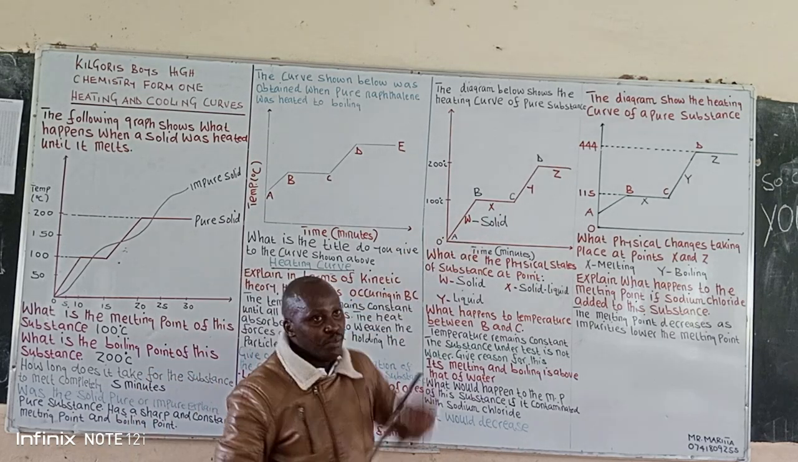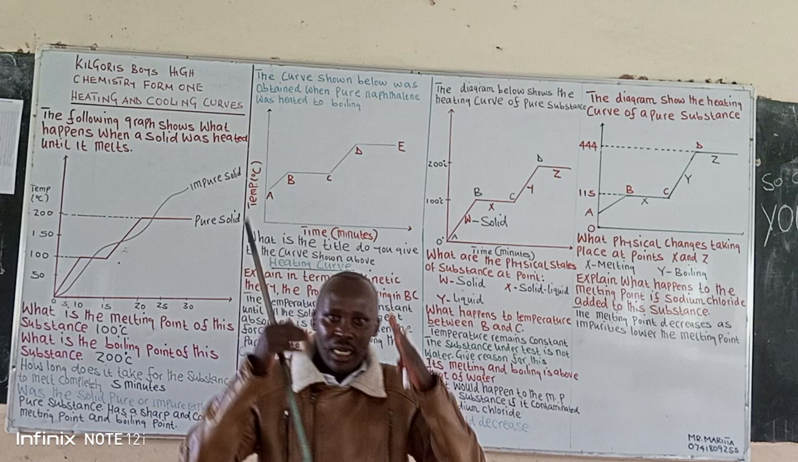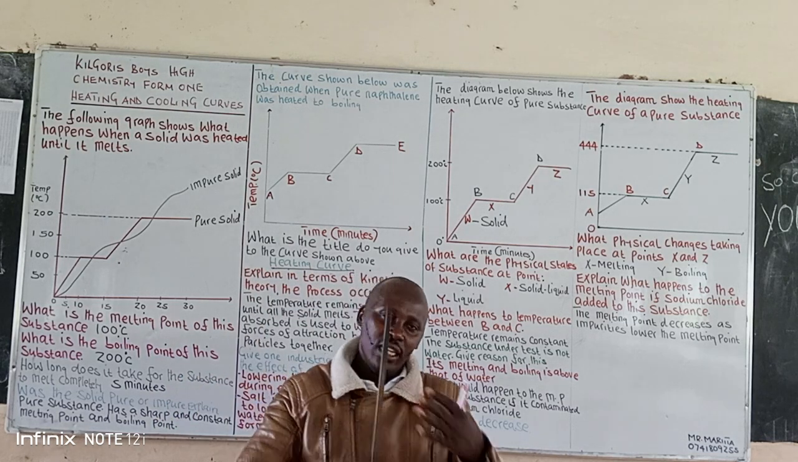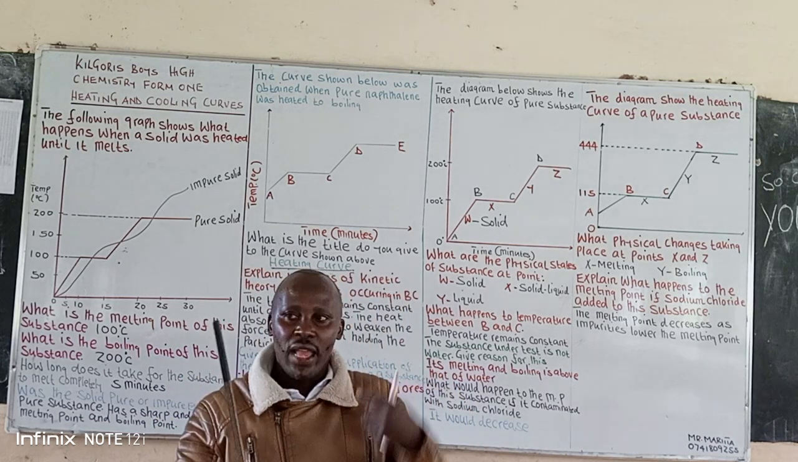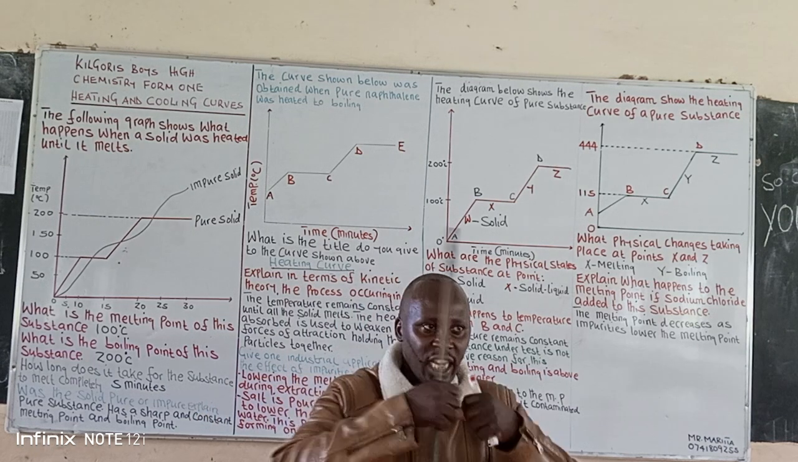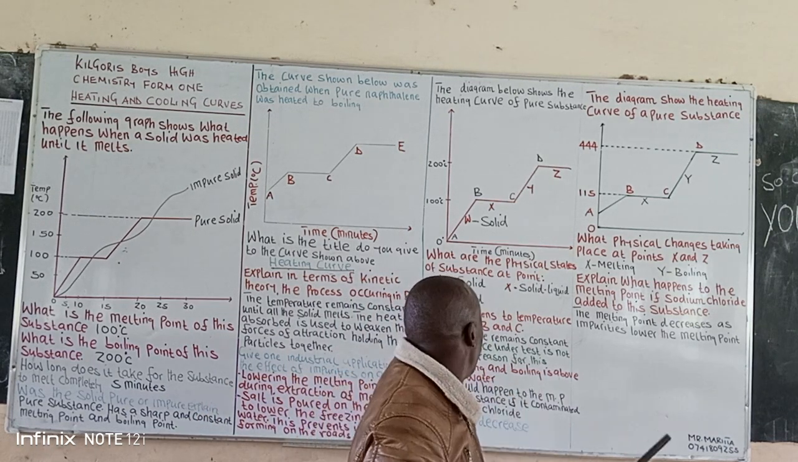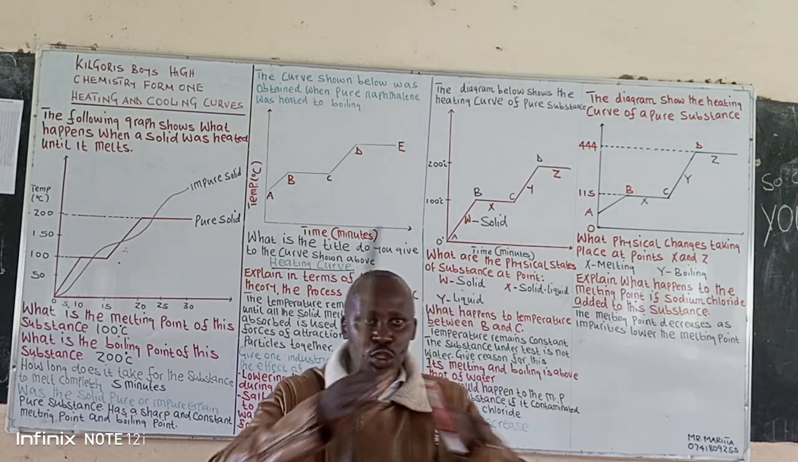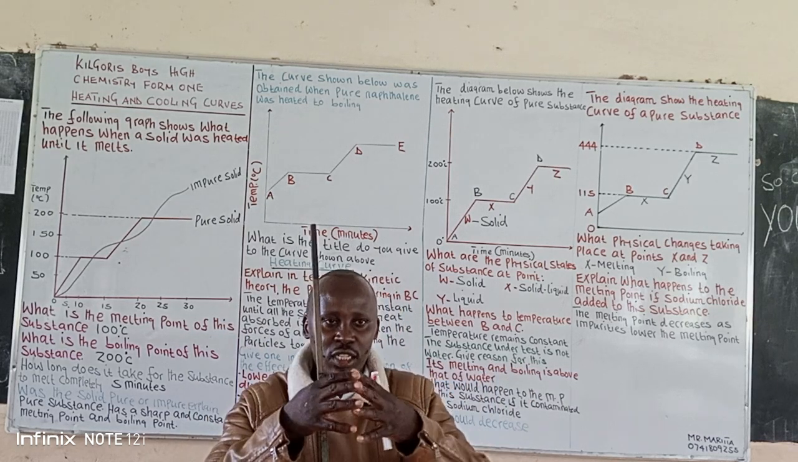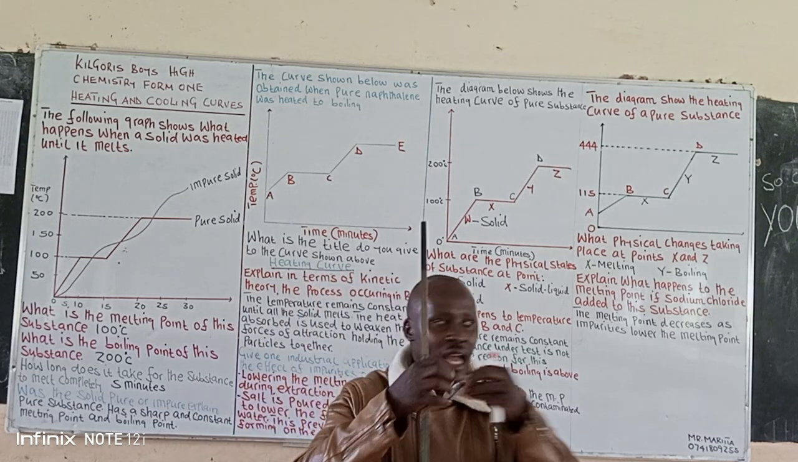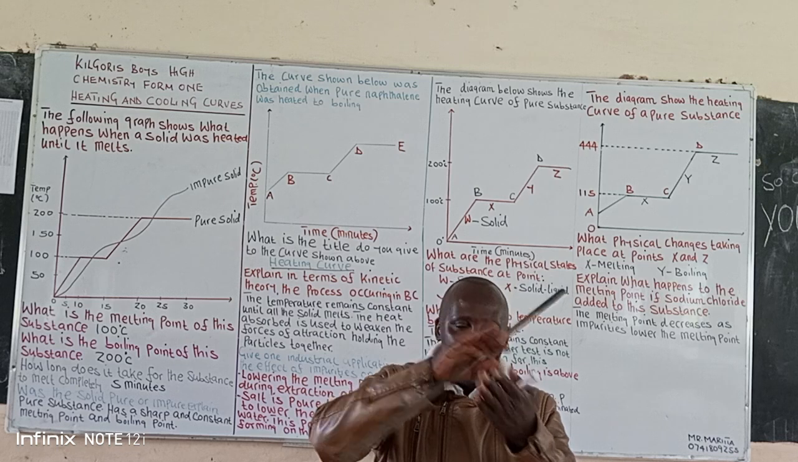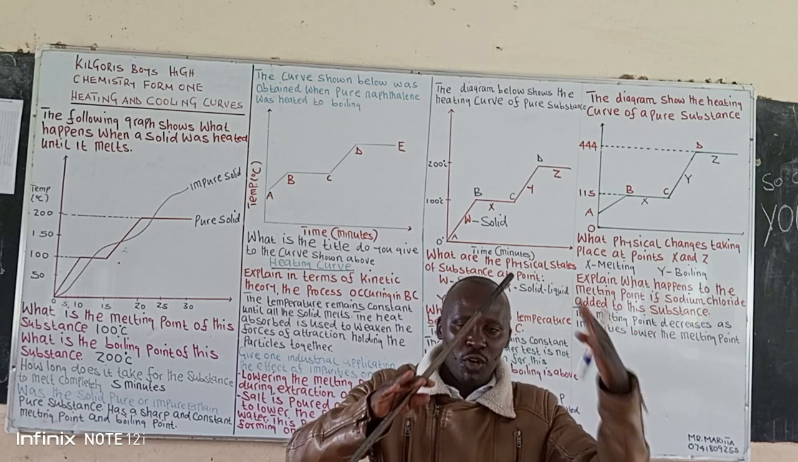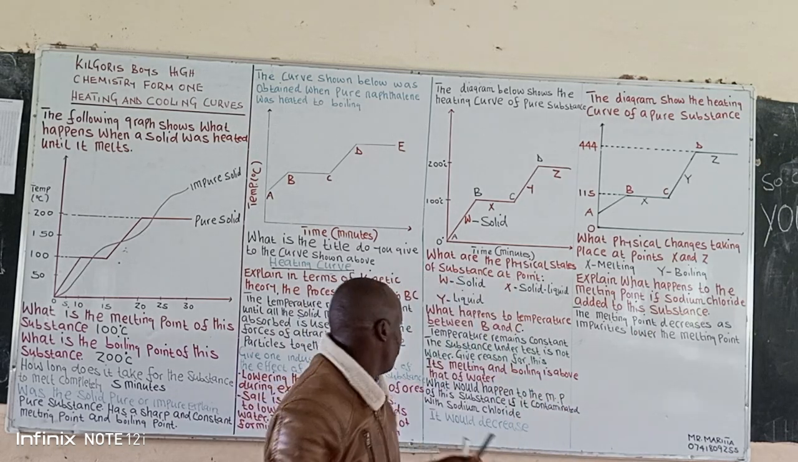What is happening here in PC, the temperature remains constant. And the reason why the temperature remains constant is because the heat energy absorbed at AP is used to weaken the molecular forces holding the particles together. At that point now, there is a change of state from a solid to a liquid state.